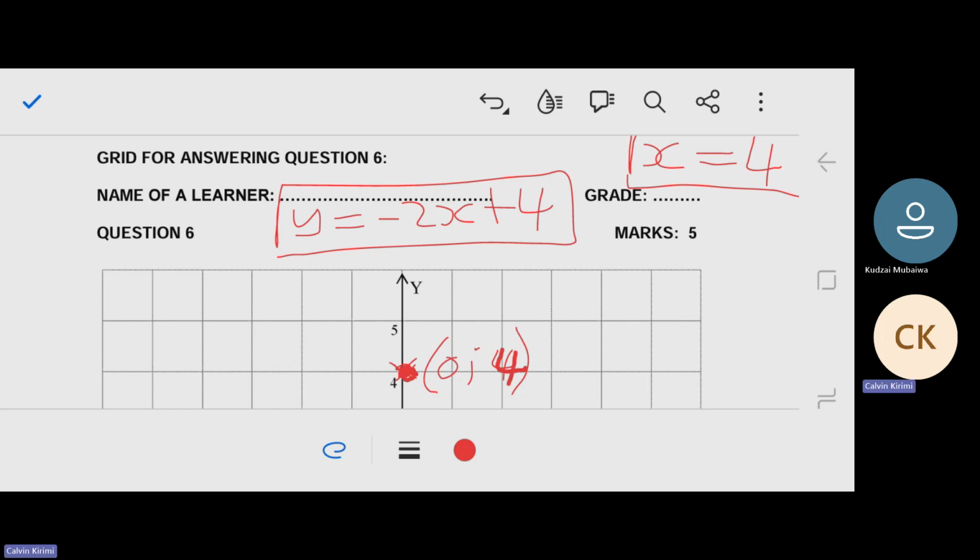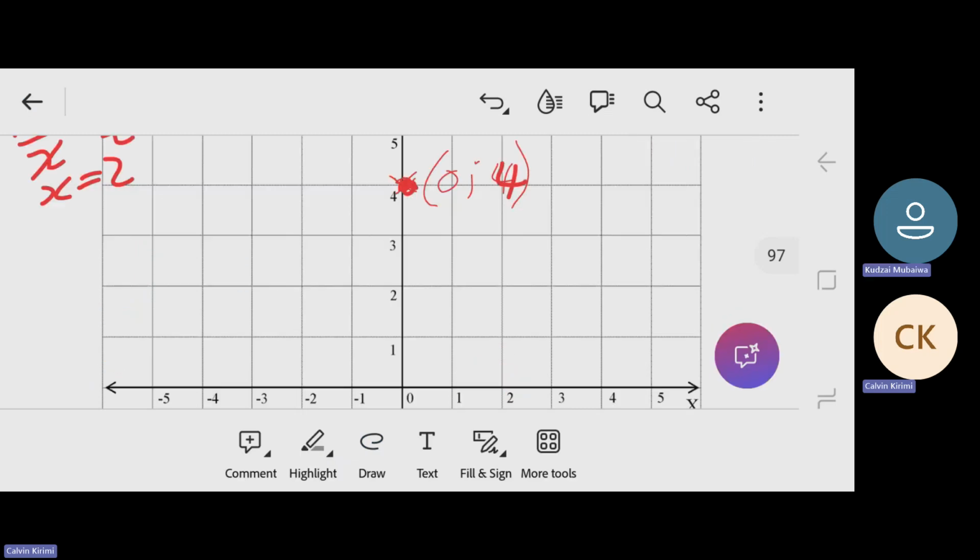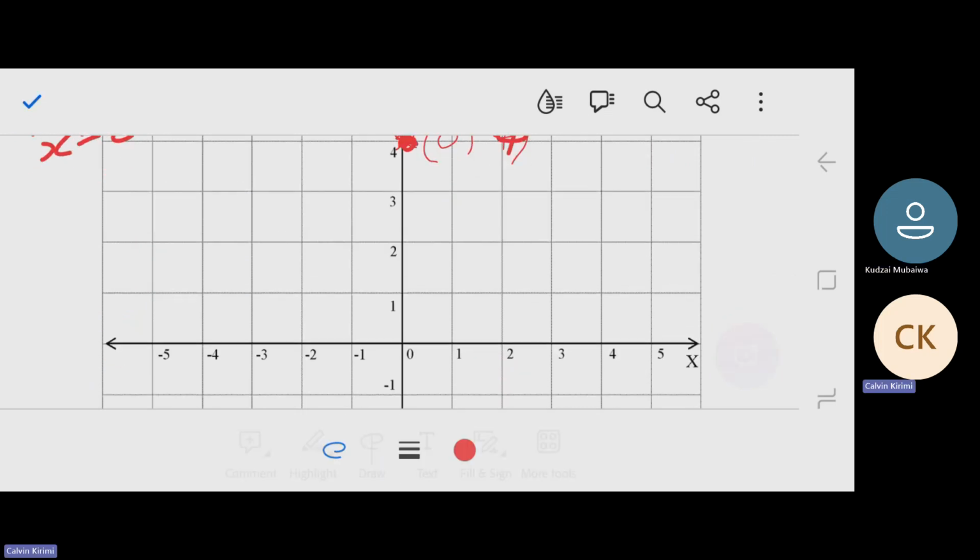So we put our equation 0 equals negative 2x plus 4. Then we say negative 2x comes to the left, then it becomes 2x is equals to 4. Then we divide by 2, we divide by 2. That's why our x is 2. So x is 2. It means this point here, where in the x, you move with your x, you come with the x at 2, 0. That's where the line is cutting.